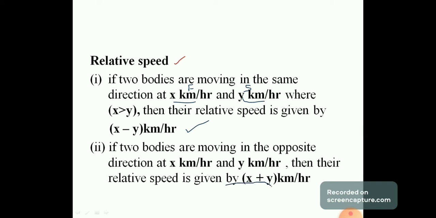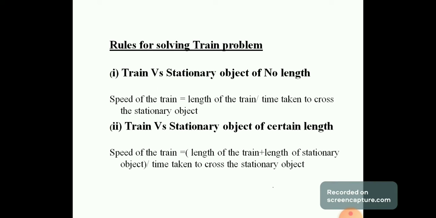So this relative speed concept is what we use to solve train problems, when a train and another object are moving in the same direction or opposite directions. Look at the rules for solving the train problems.